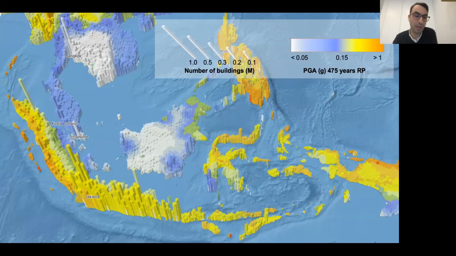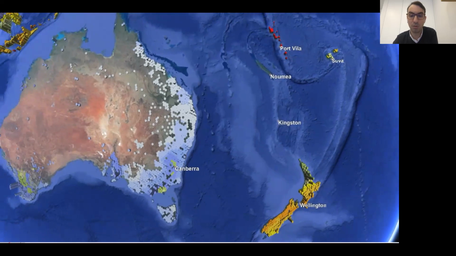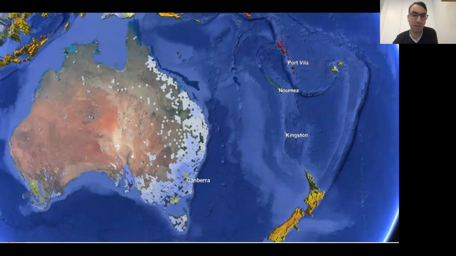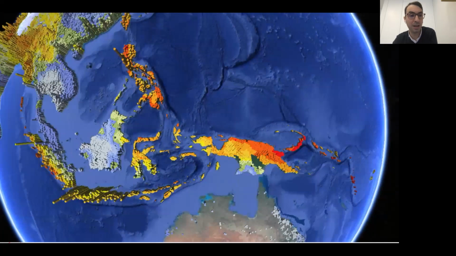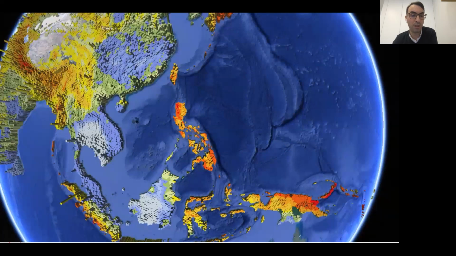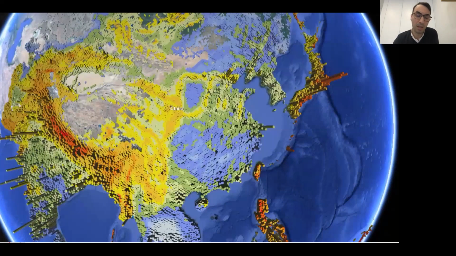In this image here, the height of the polygon is the number of buildings, residential, commercial, and industrial, and the color indicates the seismic hazard. So warmer colors indicates higher hazard, and colder colors lower hazard. This is just a video showing how it looks for this part of the world. It's a little bit easier to show. We have, for example, New Zealand with some concentration, Indonesia, Papua New Guinea, Philippines, obviously Japan, and we can see the Himalayan belt over there with a huge concentration of buildings and still high seismic hazard.